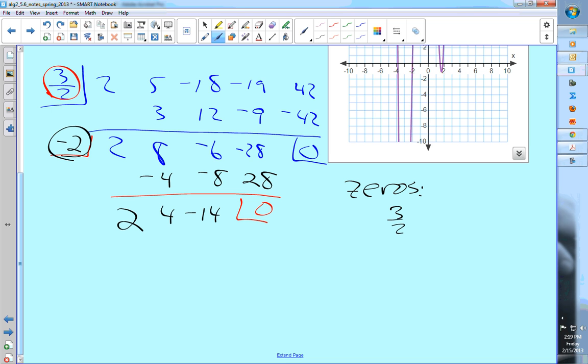3 over 2, 0, and negative 2, 0. Where are the other 2 zeros going to come from? Hang on 1 second. Where are the other 2 zeros going to come from?